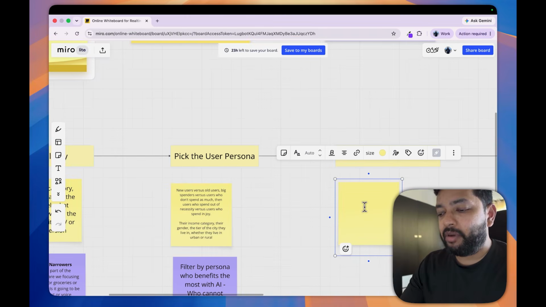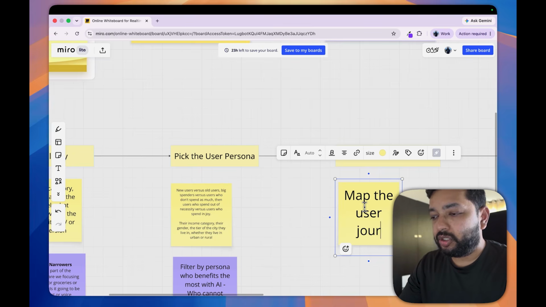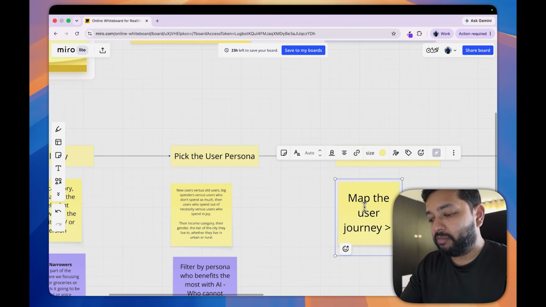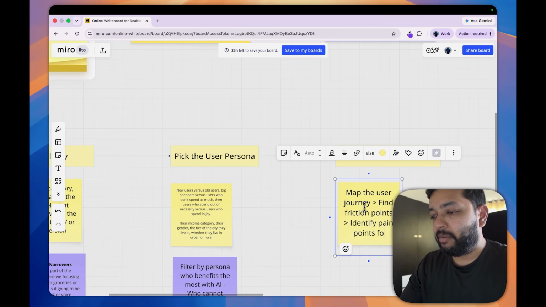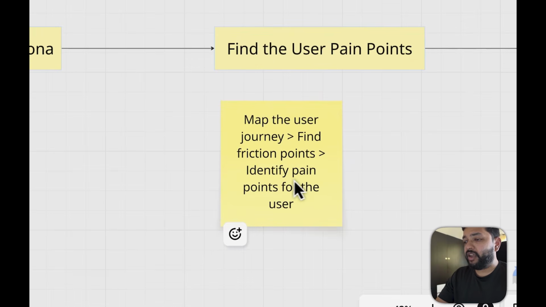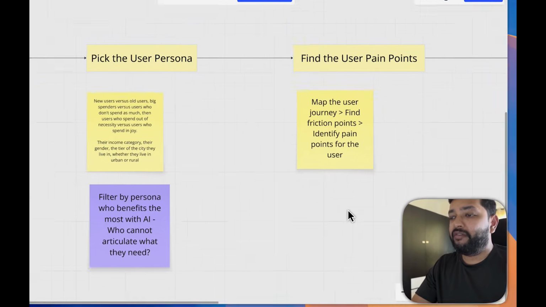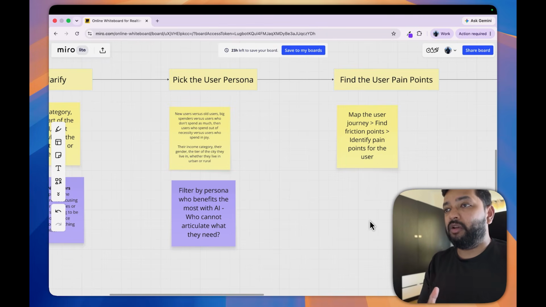So typically in the pain point exercise, you would map the user journey. And then from there, you would find friction points. And from the friction points, you would identify pain points for the user. Fair enough. Very straightforward way of finding pain points for a particular user in a standard product sense question.